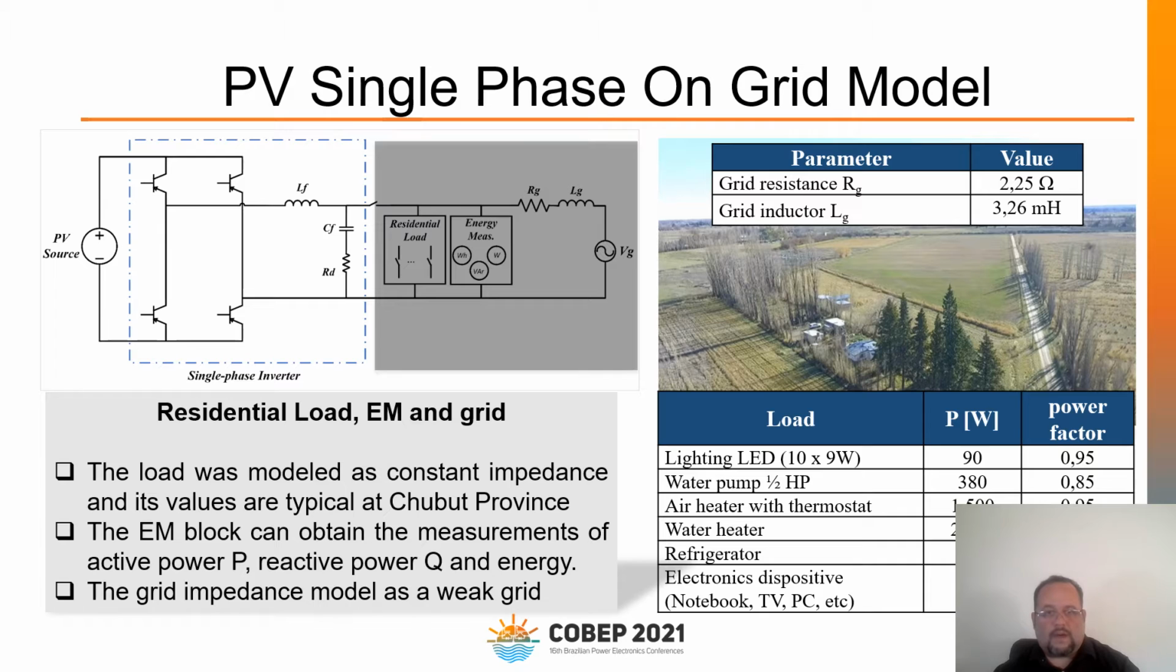Now we have the residential lot, energy measurement and grid model. The lot was modeled as constant impedance and its values are typical of the provinces. The energy measurement block can obtain the measurement of active power, reactive power, and energy. The grid impedance model is connected with the grid.